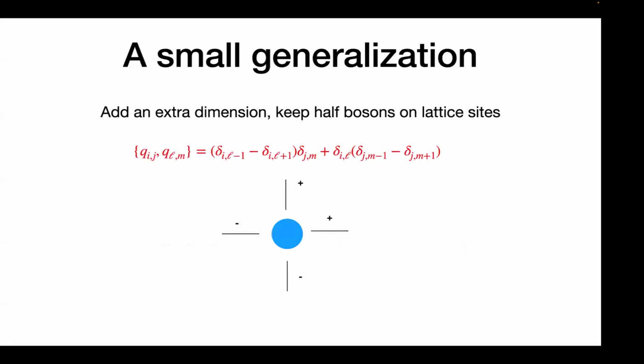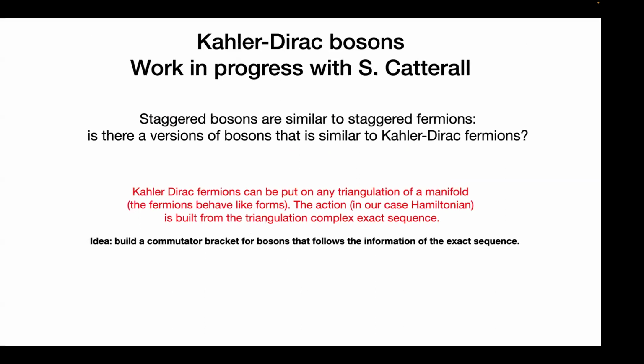So this is basically what that is. I'm going to skip this stuff. I'm going to go straight to supersymmetry. And I'm going to tell you that you can do something that's similar to how Kahler Dirac fermions work. So this was similar to staggered fermions. Now I'm going to show something that's similar to Kahler Dirac fermions.